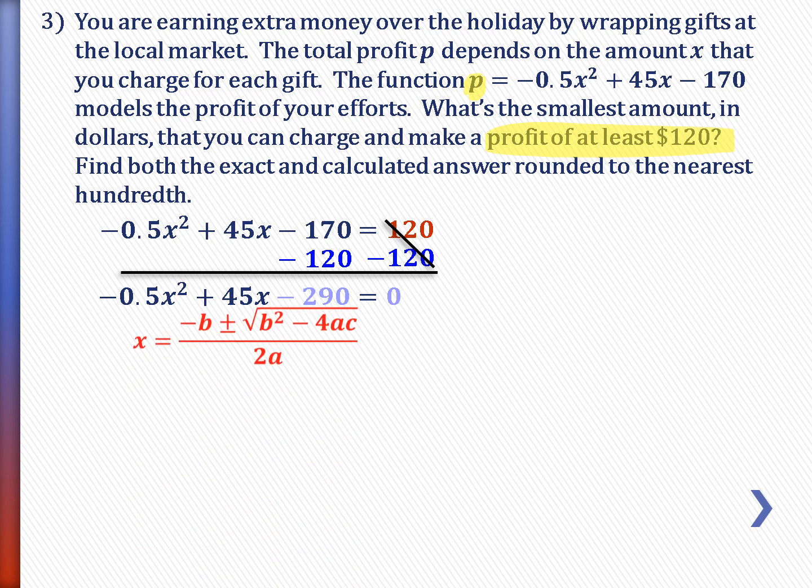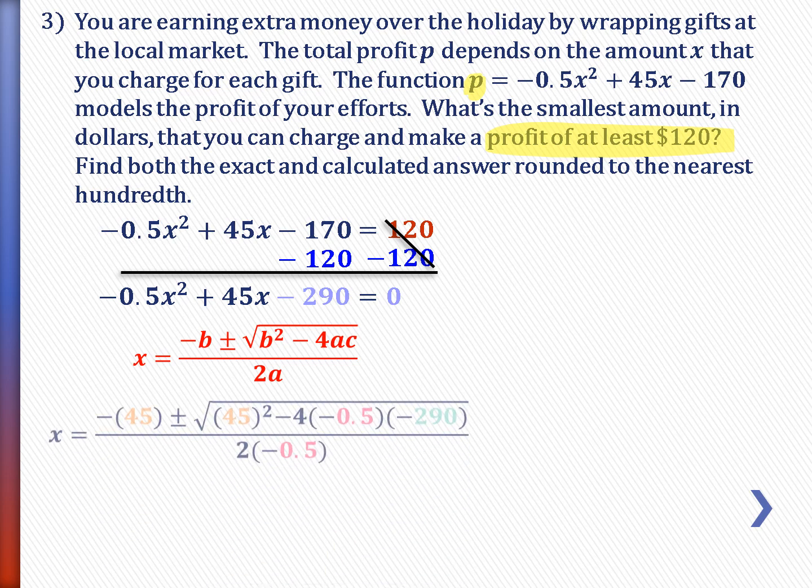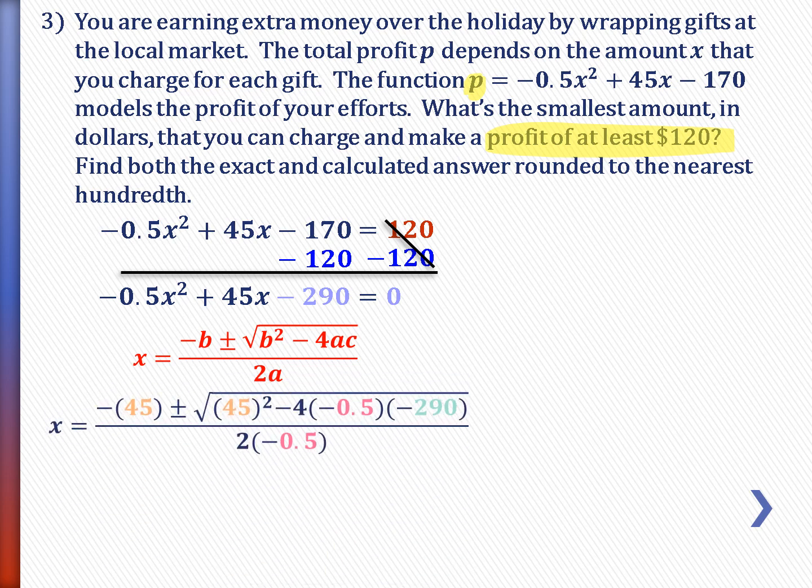So I always write my formula first. My A is negative 0.5, my B is 45, and my C is negative 290. So I substitute in. Now remember, after I plug in my values, I always change this to plus and negative. That way I take the negative sign with me and I'm less likely to make a sign mistake when calculating the quadratic formula.